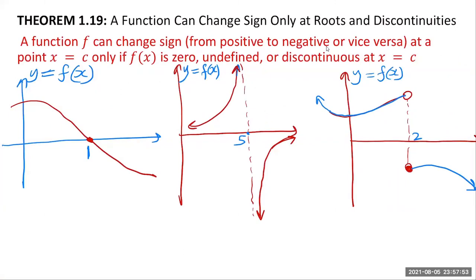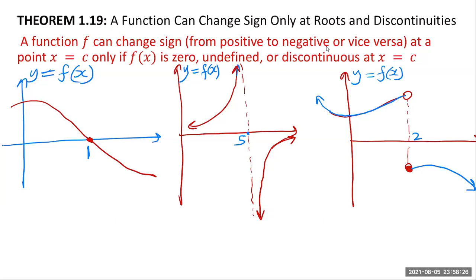Before we go to the next example, let's go over this theorem. A function can change the sign only at roots and discontinuities. Here is the formal statement. A function f can change sign from positive to negative or vice versa at a point x is equal to c only if f of x is 0, undefined, or discontinuous at x is equal to c. This tells you conditions under which you can have a sign change of your function.